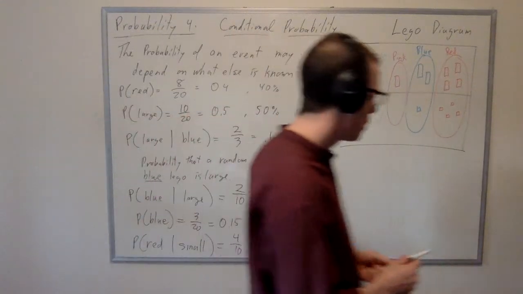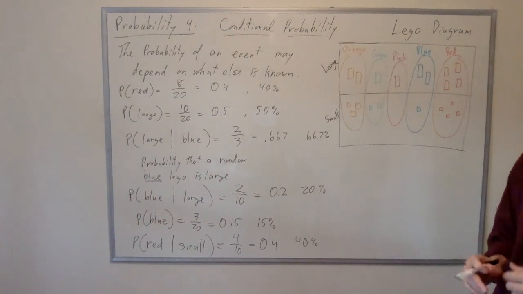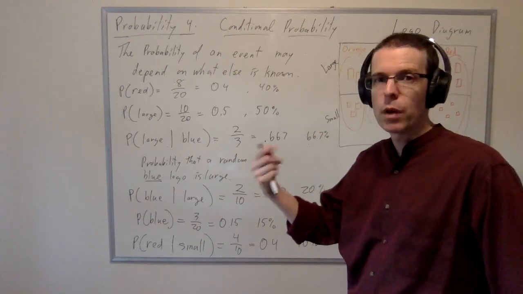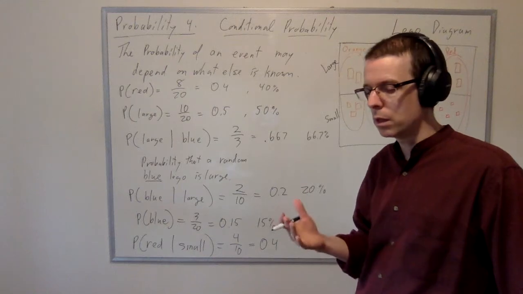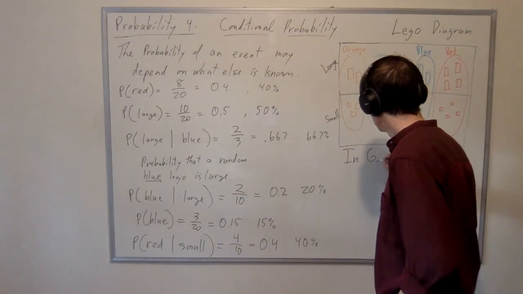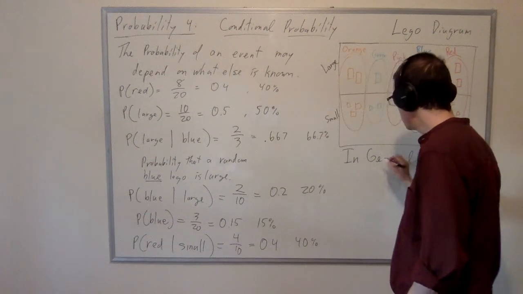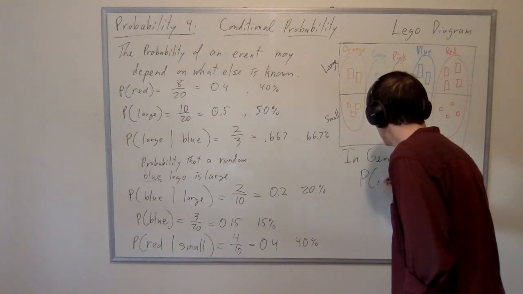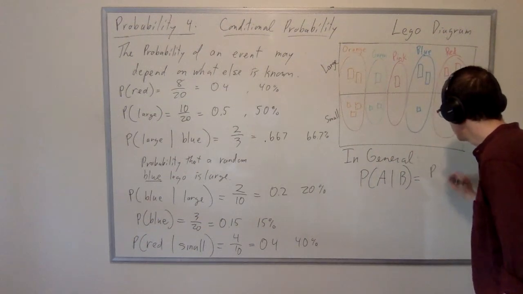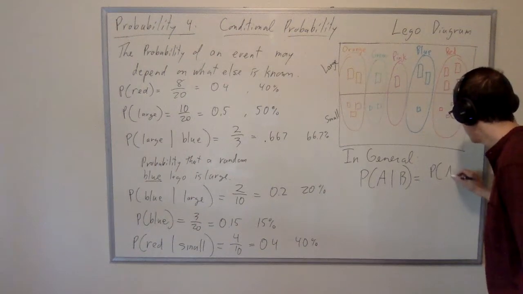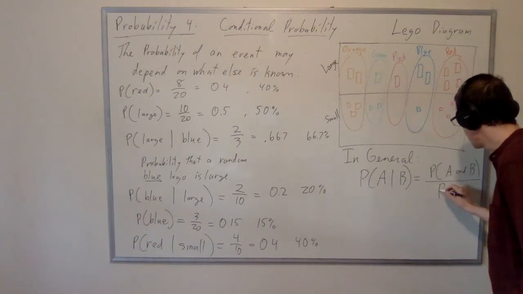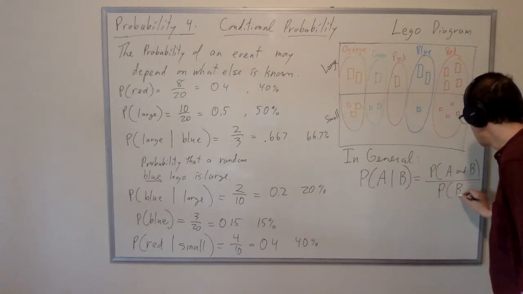And so what I want to do next is teach you a rule for establishing the conditional probability on the basis of the various probabilities that you have. So let me explain. In general, this is a general rule for calculating conditional probability. The probability of A given B is going to be the probability of A and B, the probability that both of them happen, divided by the probability of B.